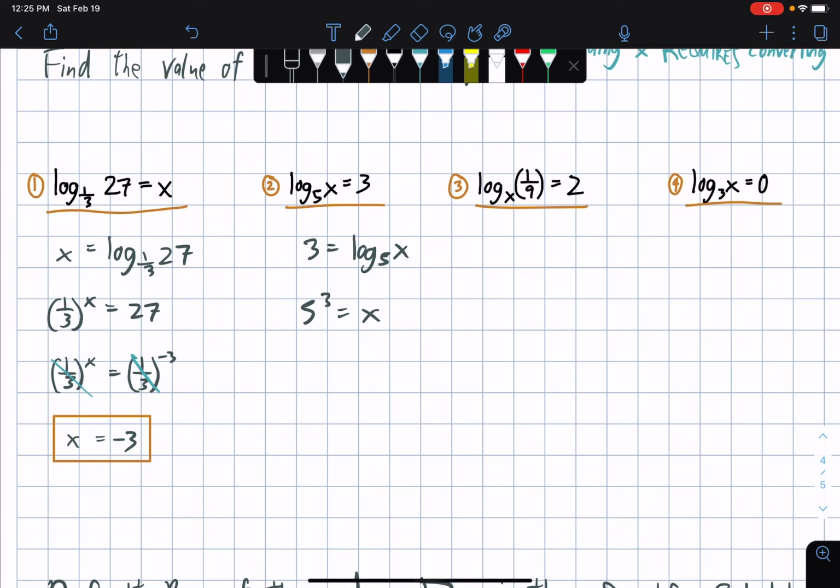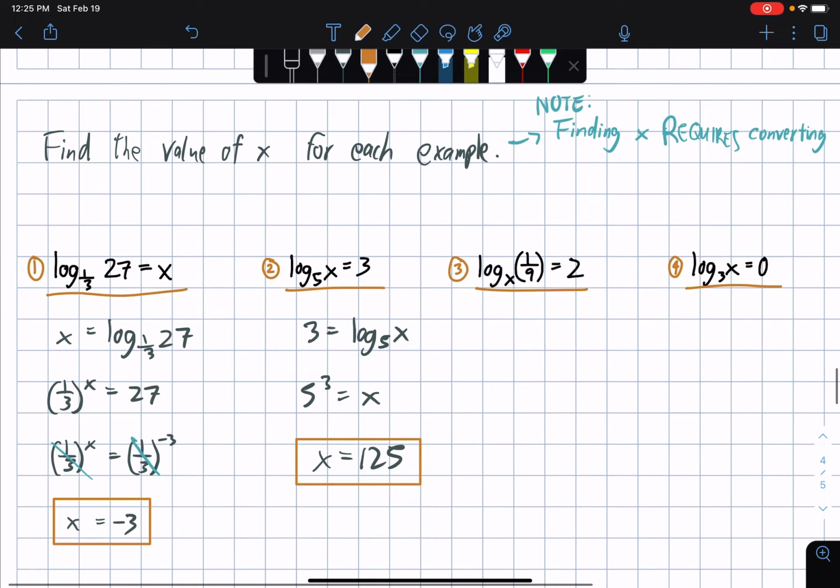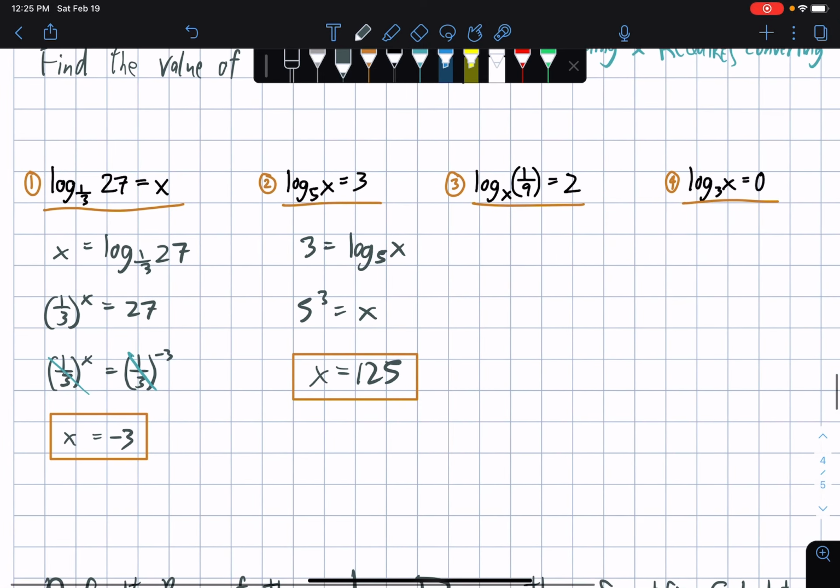This time, it's a little easier compared to number 1, since you don't really have to cancel bases anymore. X is already provided as a base, and we just have to simplify the number that's on the right. 5 times 5 times 5 is 125. So yes, that's it. For number 3, log sub x of 9 is equivalent to 2.